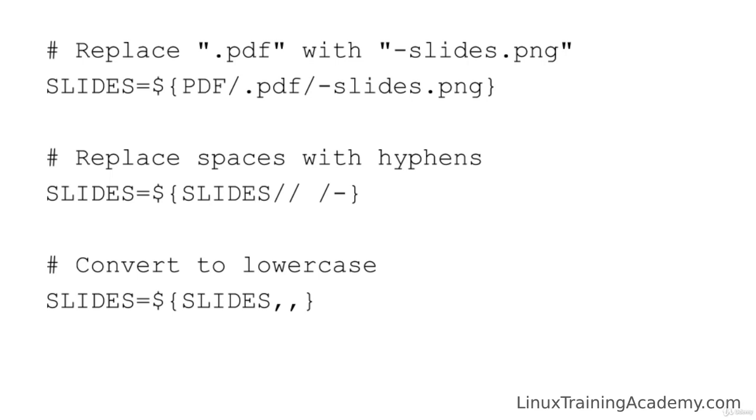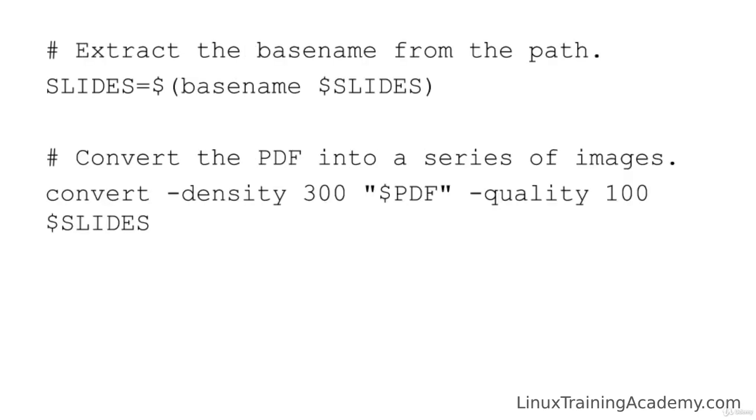From there, I substitute hyphens for spaces, and then I convert everything to lowercase. Sometimes my PDF files are saved in camel case or uppercase or whatever, and I just want these images to be all in lowercase. If a path was provided, I just use the basename command to strip that path off because I want to save these images in the directory that I launched the script in.